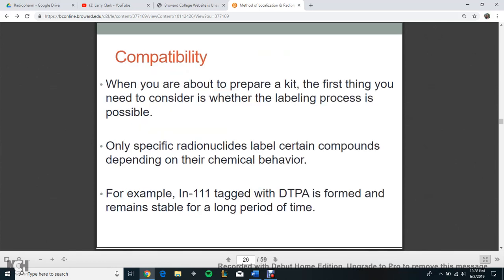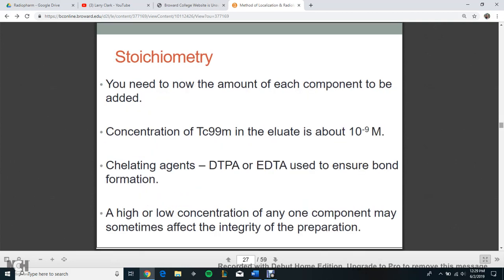Compatibility. When you are about to prepare a kit, the first thing you need to consider is whether the labeling process is possible. Only specific radionuclides label certain compounds depending on their chemical behavior. For example, indium-111 tagged with DTPA is formed and remains stable for a long period of time.